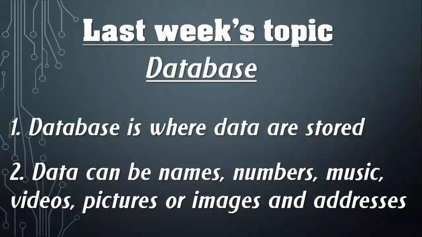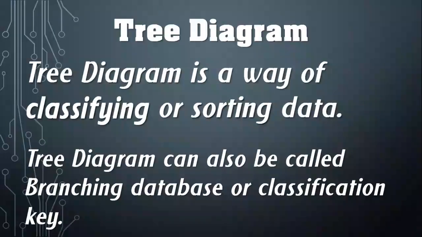So a follow-up on database is how we can arrange or how we can sort data in a database. So in this class, we need to know how can we sort data in a database. And one best way to do so is by using a tree diagram. So basically a tree diagram is a way of classifying or sorting data. So the key words here are classifying or sorting. Note that to sort means to arrange in order.